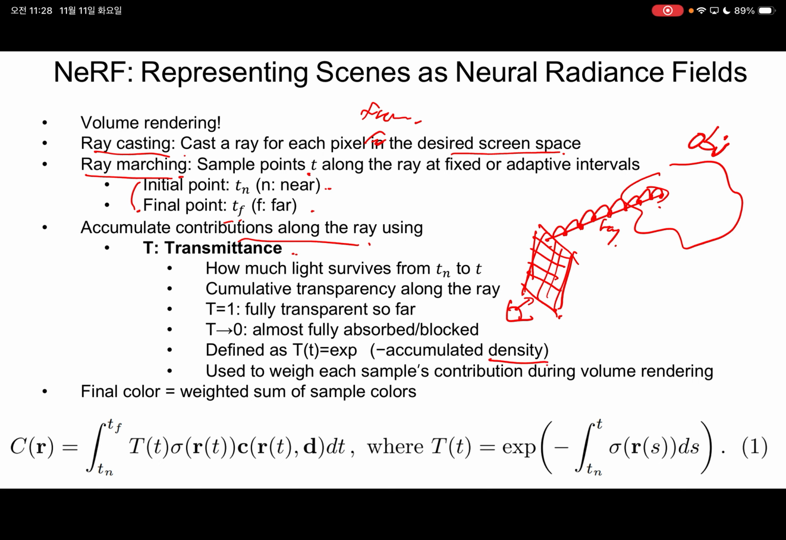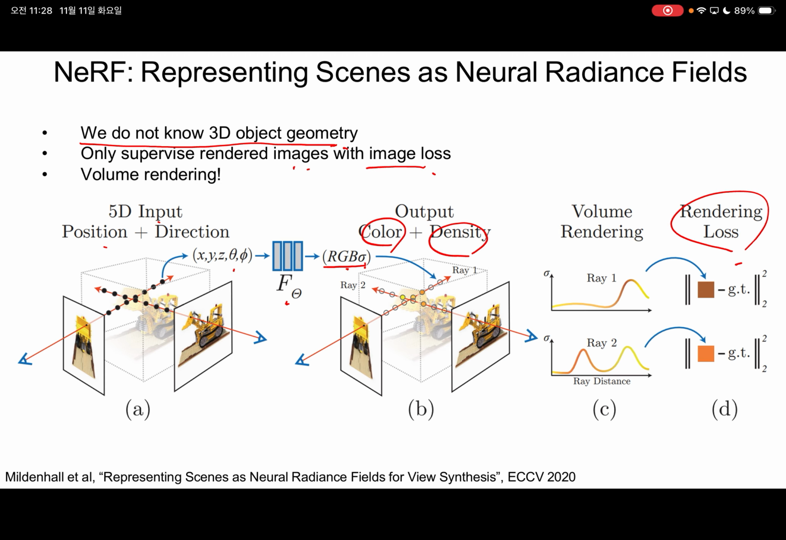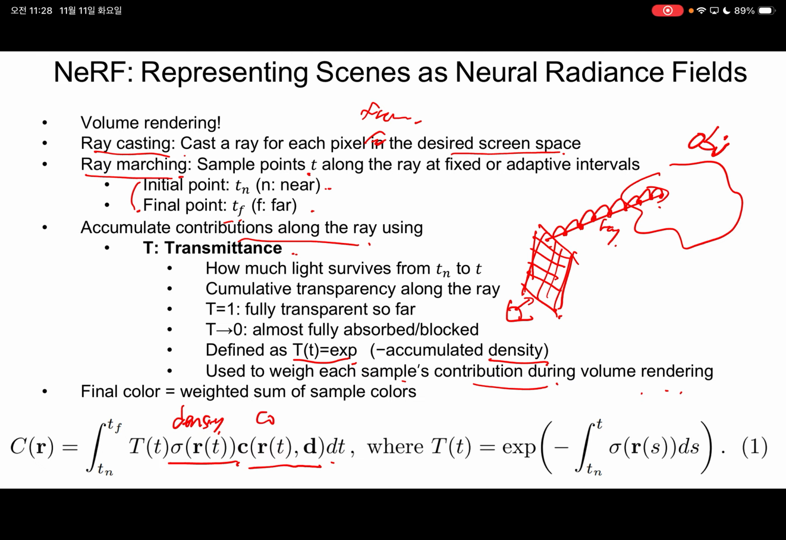We learned density here, and T is the exponential of minus the integrated density. It is used to weight each sample's contribution during volume rendering. This is the mathematical equation of volume rendering. This one is density, which we learned, and this is color, and this is transmittance. The definition of transmittance, as you can see, is an integral from tn to t. It accumulates the impact of the estimated density from the initial point to the current position.